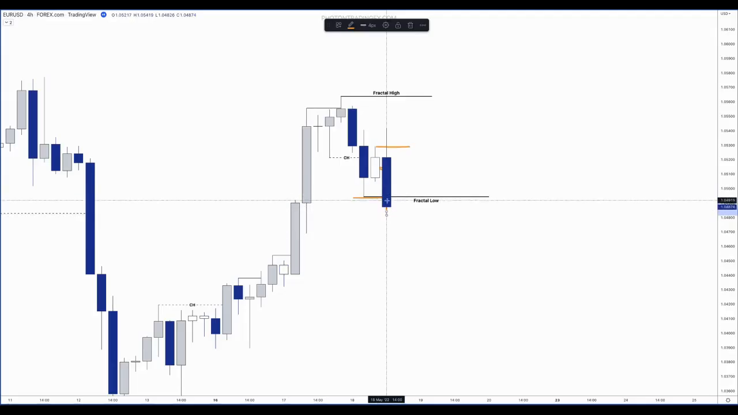Because obviously this is a 4-hour candle, it takes 4 hours to print. Price could come back up to the upside and then break that high, and then you'd have a bullish change of character. So that can happen all in one. So how do you tell what happened first?